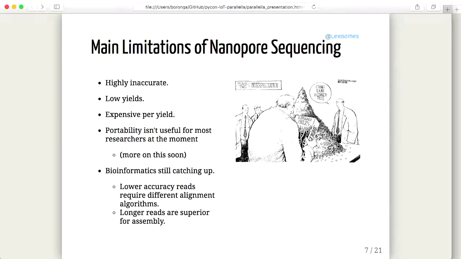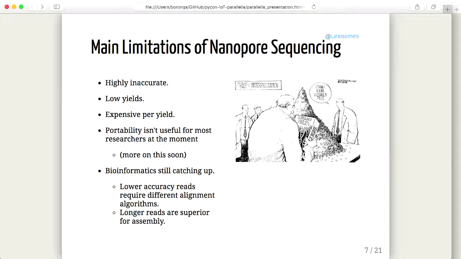But there are some huge limitations to this still. Compared to, say, Illumina, the accuracy of our base calling is only around 85%. The yields are really, really low as well. Only now can we really start to cover a whole human genome, and only once. Illumina technology will easily do this 30 times or so for consensus and accuracy. That's really what we're after.